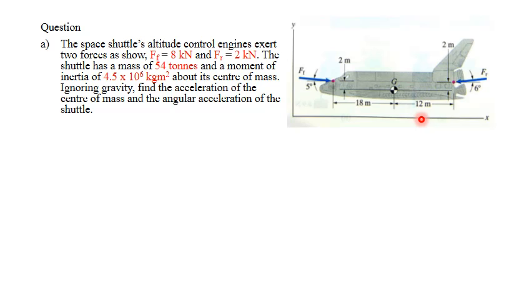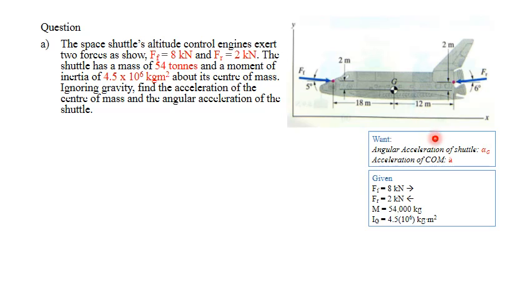Okay, so we're going to apply our equations for translational and rotational motion now. But before we start this question, I've always found it very helpful to just identify what the question's asking and the information that we've been given. So we want the angular acceleration of the shuttle, which is denoted by alpha, and we want the acceleration of the center of mass, which is a bar, or you can write aG.